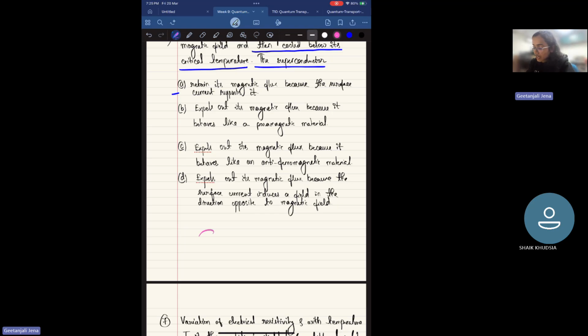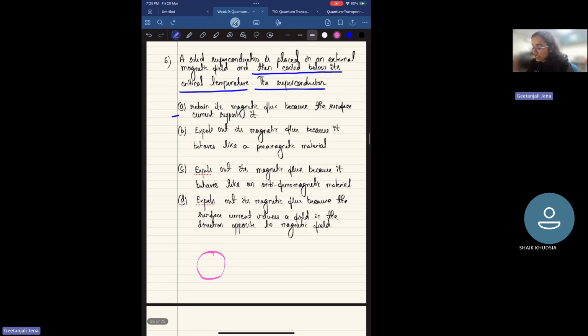The situation is like we have a superconductor and we cooled it down below the temperature Tc, so temperature is less than Tc. And now we are putting this superconductor in a magnetic field. What will happen? Does it retain its magnetic flux because surface current supports it, or does it expel it because it's paramagnetic, or because it's antiferromagnetic, or option D, it expels it because there is a surface current which creates a magnetic field which opposes the magnetic field direction.